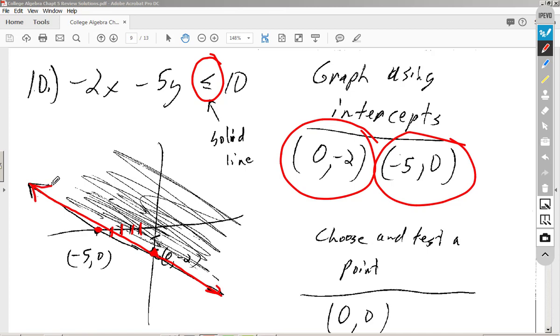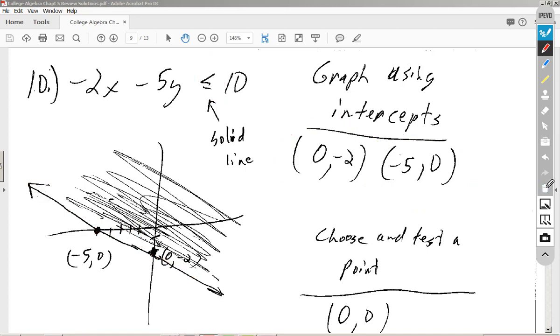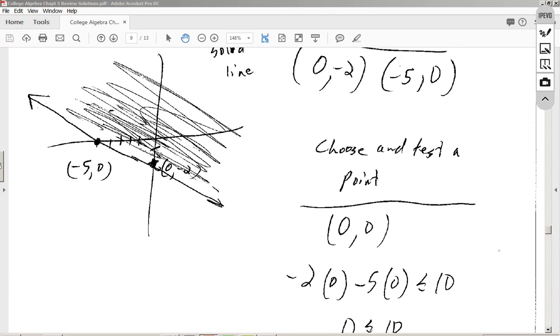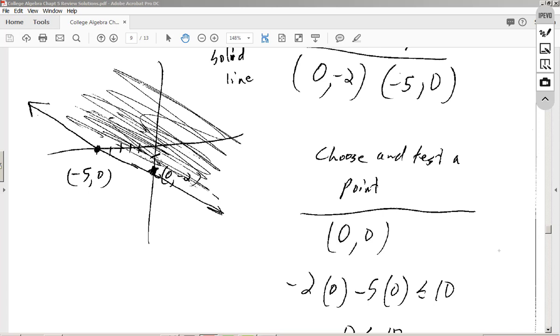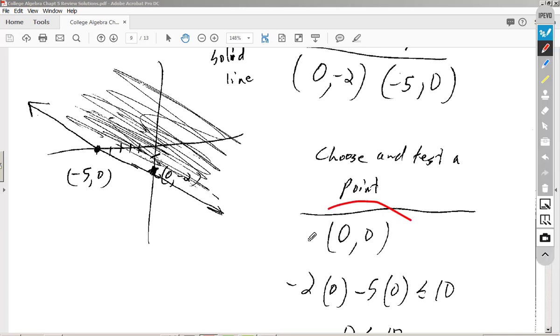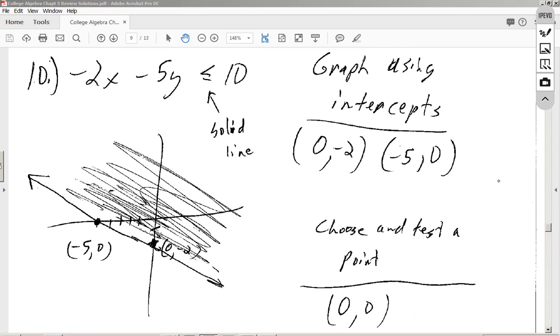And now I have to decide where to shade. So to shade, you have to choose and test a point that's on your graph. So I'm just going to go ahead and choose the point 0, 0. So that'd be this point right here, and I want to see if it's a true or false statement. So I'm going to take 0, 0, and substitute it into my original equation. So you'll notice I got negative 2x minus 5y is less than or equal to 10.